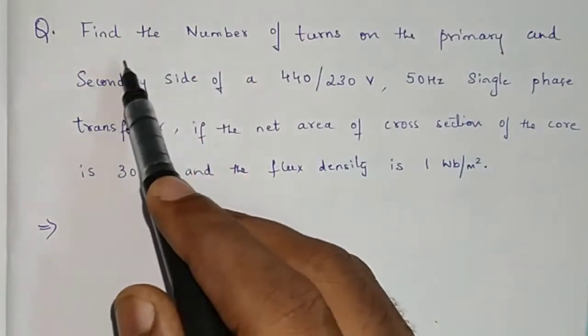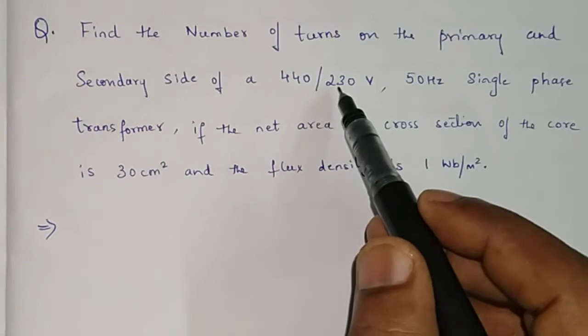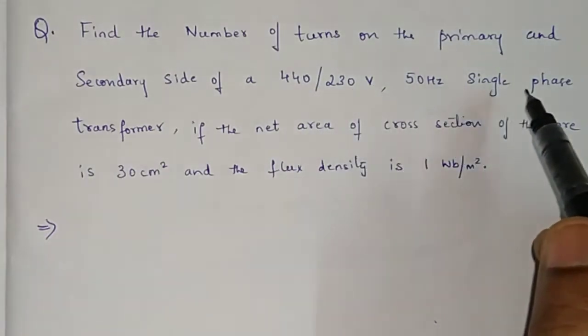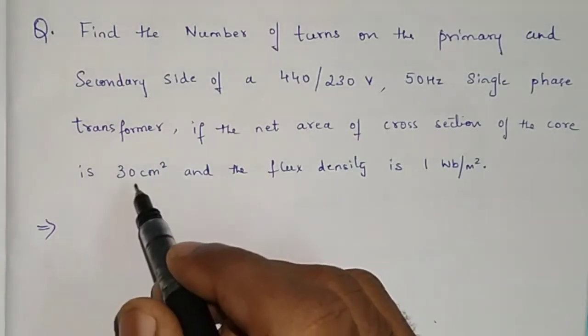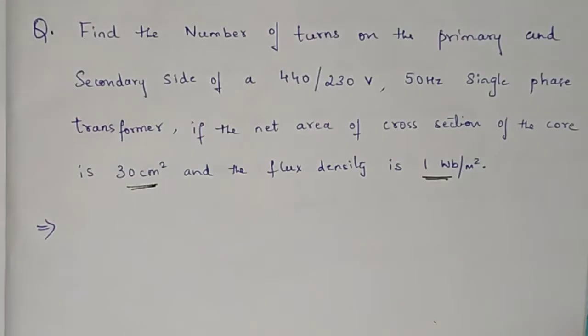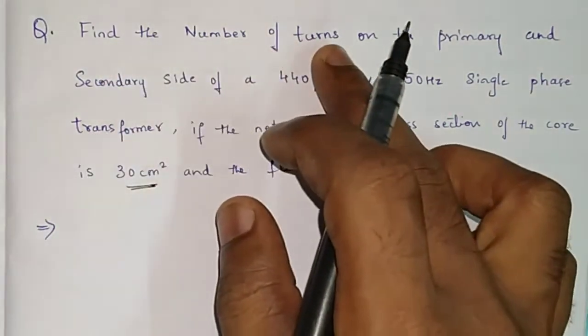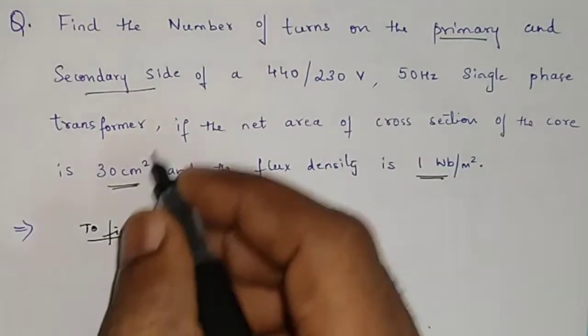The problem is about to find the number of turns on the primary and secondary side of a 440/230 volt 50 Hz single-phase transformer, if the net area of cross-section of the core is 30 centimeter square and the flux density is 1 Weber per meter square. So they are telling to find the number of turns on the primary and secondary side. So number of turns we know. So we'll write what to find.